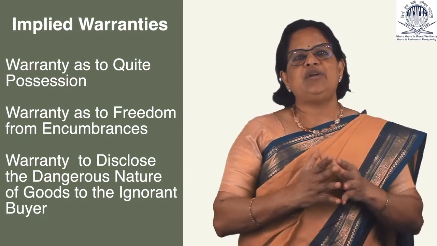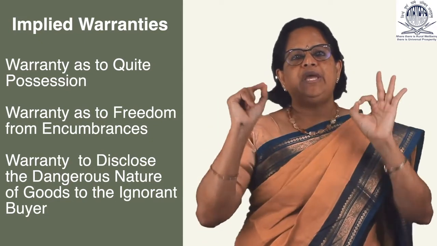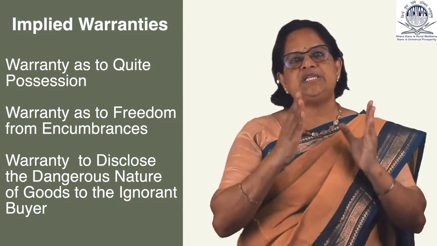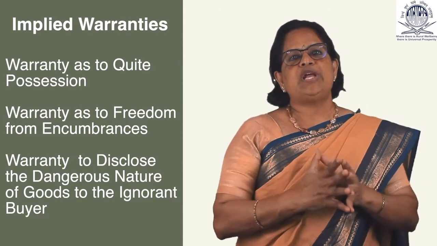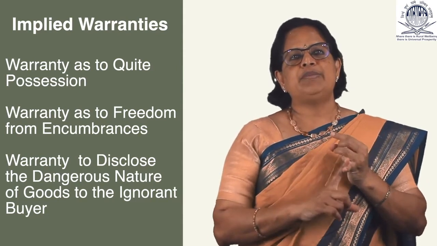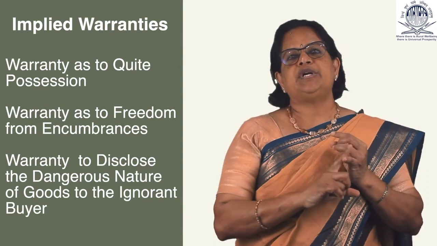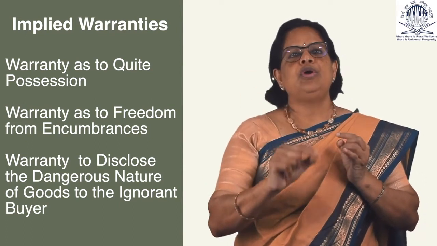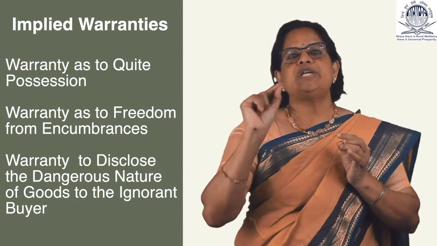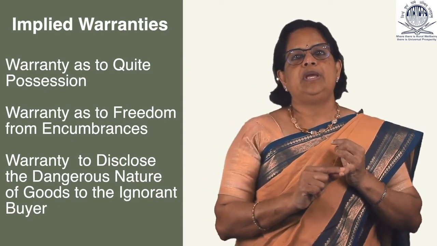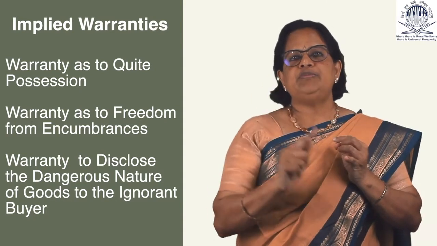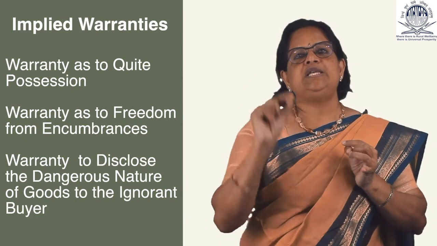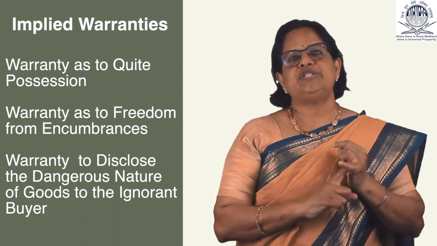The second implied warranty is freedom from any charge or encumbrances. In a contract of sale, there is an implied warranty that the goods shall be free from any charge or encumbrance in favor of any third party, not declared or known to the buyer before or at the time when the contract was made. If the goods are found to be subject to a charge in favor of a third party, the seller is liable to the buyer to pay damages.